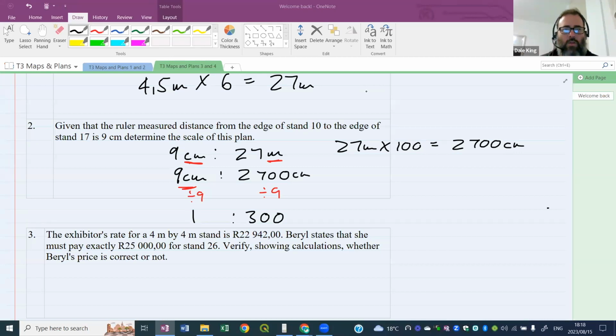4 meter by 4 meter stand is $22,942. She says for stand 26, where is stand 26? Let's have a look at it. Oh, stand 26. Whoopsie. Come on now, stand 26. Where are you? Oh, gremlins.